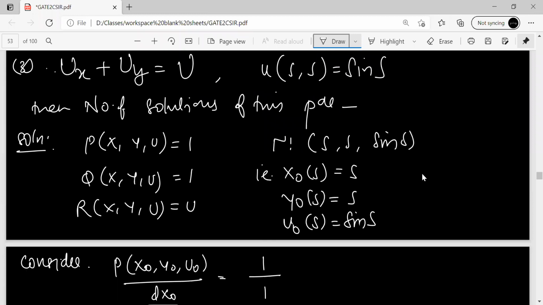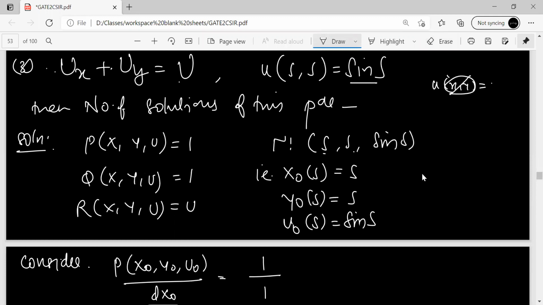Here I'm taking u, it's no more z now, just to give you thorough practice. So p of x, y, u will be just 1, and here q is again minus 1, and r of x, y, u is u. Now you have your initial curve, that is (s, s), and then this is u. When I say z of x, y equal to something, or u of x, y equal to something, that means u is a function of x and y, so the final result will be simply u.